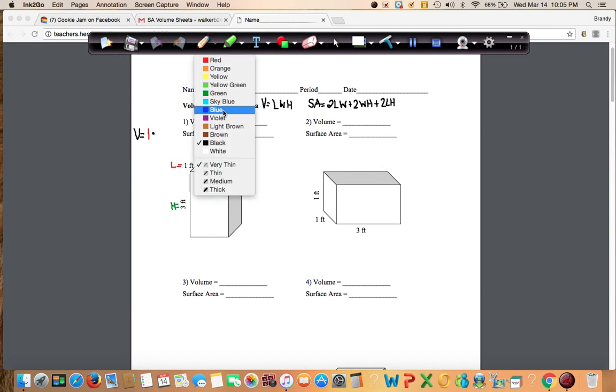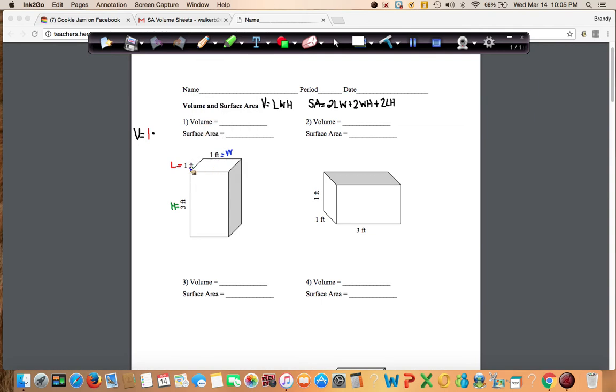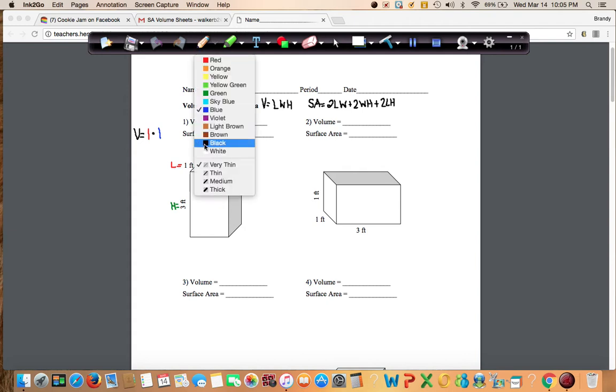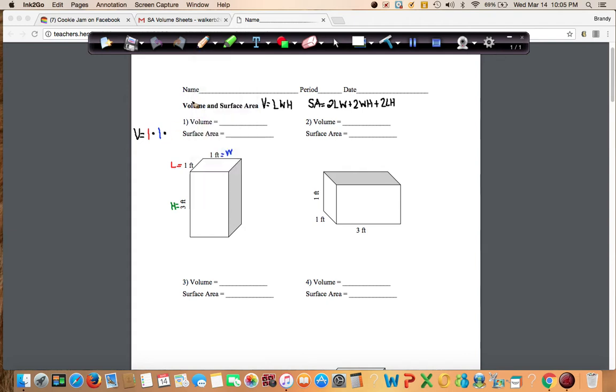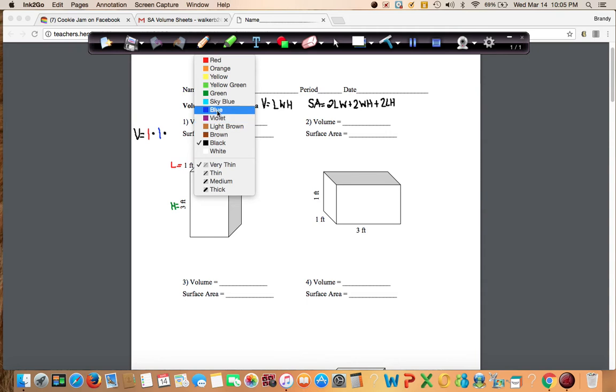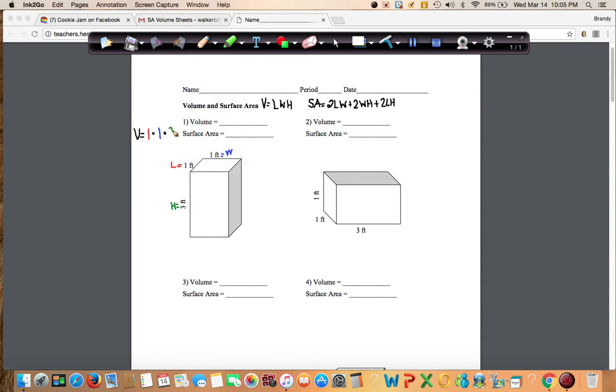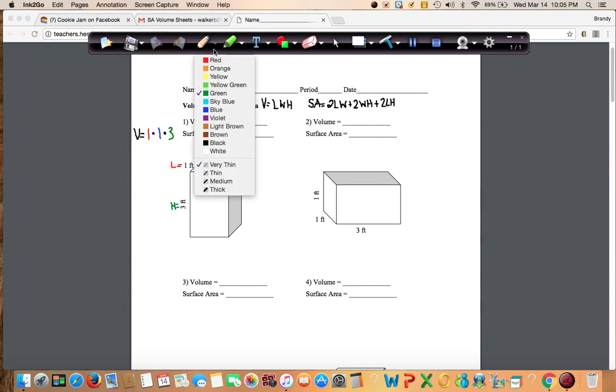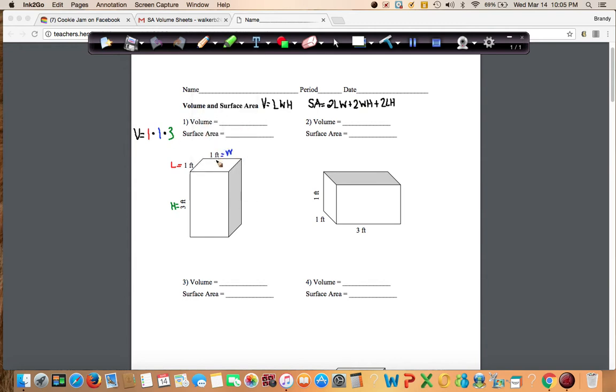So we have length is 1 foot that we got right here. Our width is 1 foot, which is right here. And then we're going to multiply that to our height, which is 3 feet. So you multiply 1 times 1 times 3, pretty easy. Make sure that when you are talking about volume, in this case we're talking feet, so it's going to be feet cubed, okay? Feet with the exponent of 3, because we're multiplying 3 things.